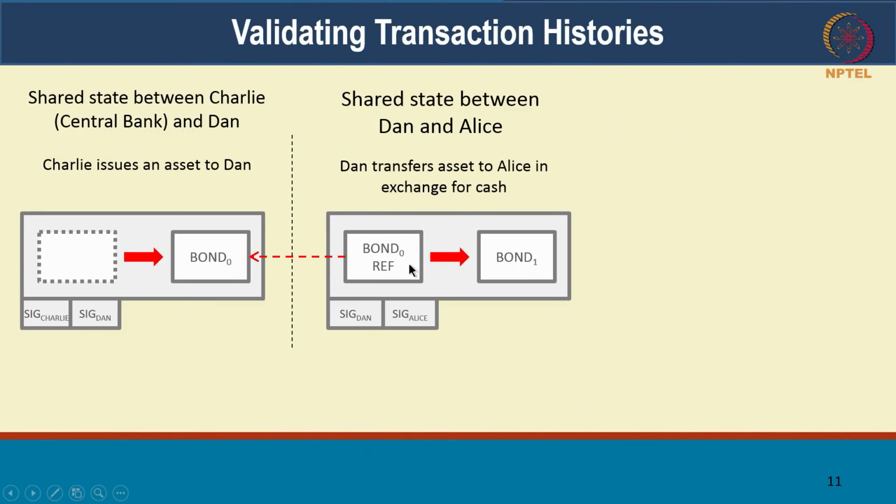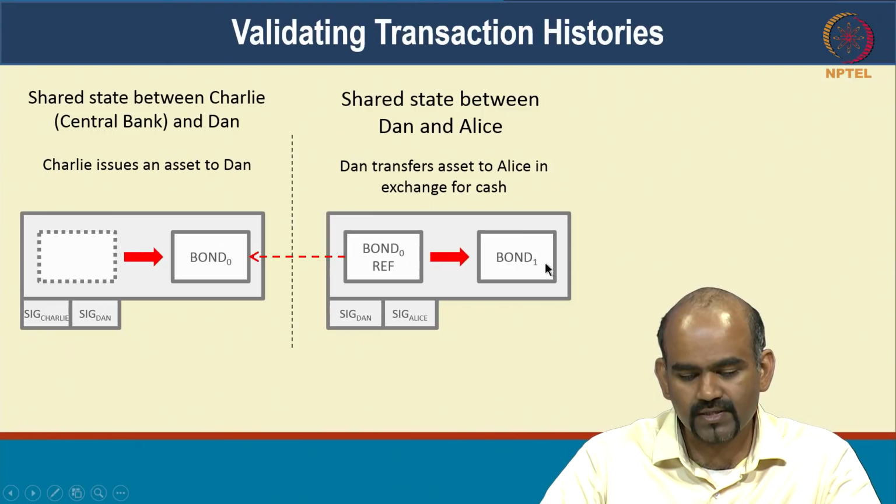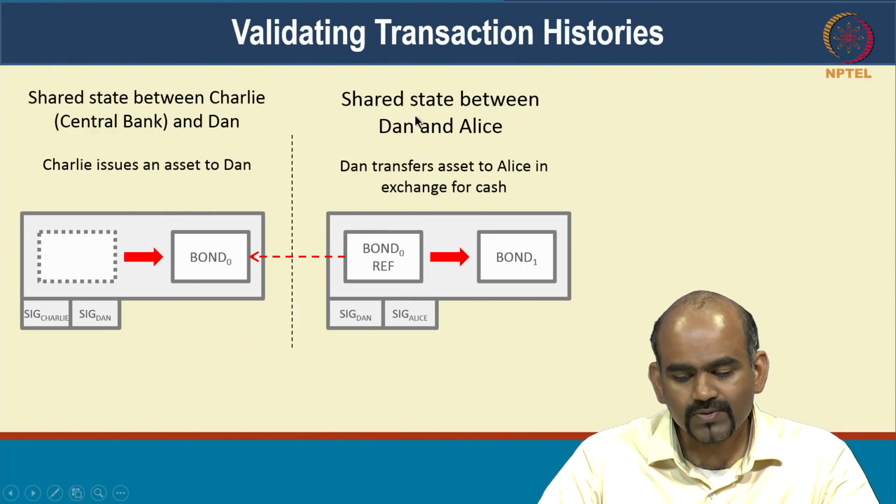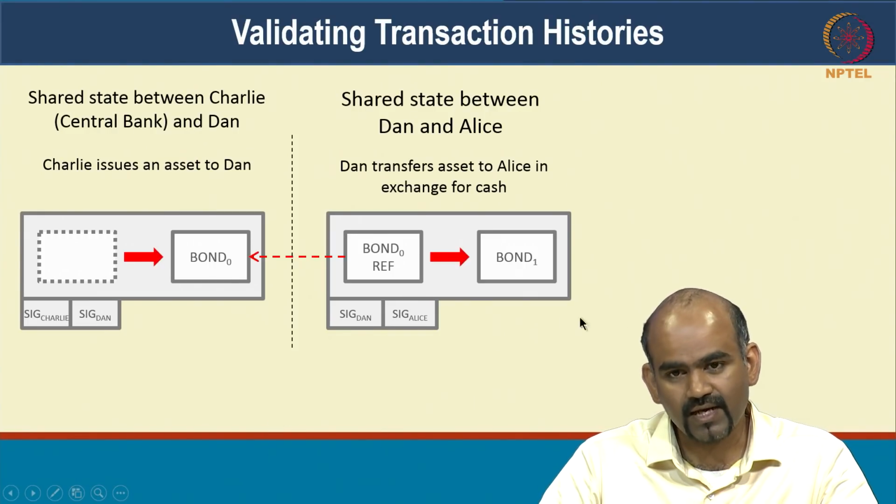Now let's say Dan shared that same asset with Alice. So the reference to the previous bond is made, and a new state is created. Each of these is not the same state being modified; it's actually a new state that's created. That's how it remains unspent. So this is now the unspent transaction. This becomes a spent transaction. Sorry, a spent state. Now this transaction is signed by both Dan and Alice.